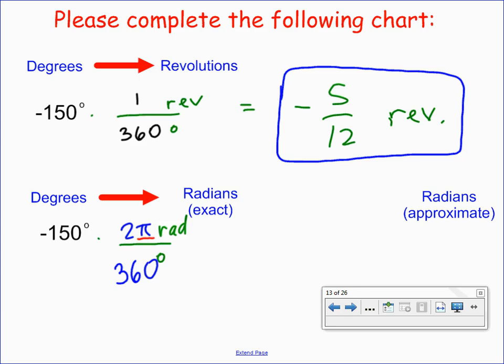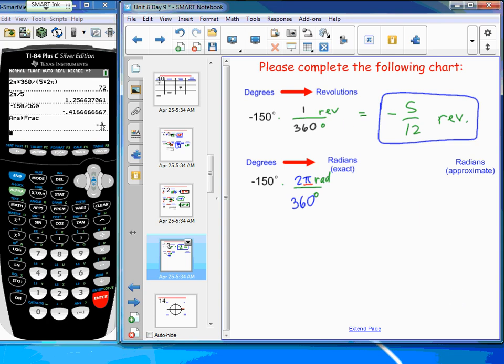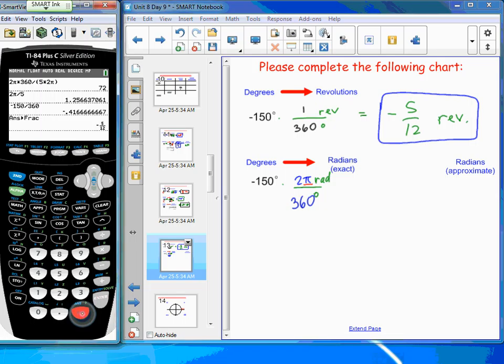Everybody do it, because you have to do it exact on your quiz. So everybody do it. Make sure you can do it without the pi in there, to make sure you can get exact. One of the questions on your conversions has you do exactly this.